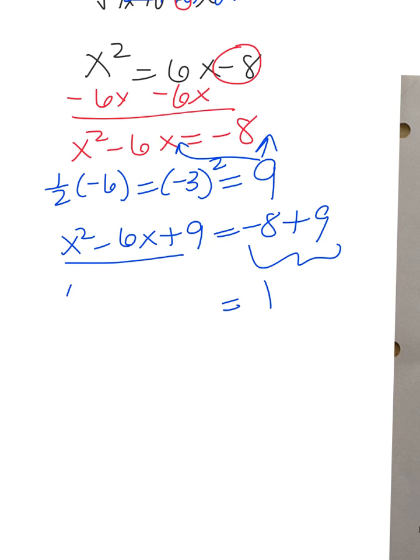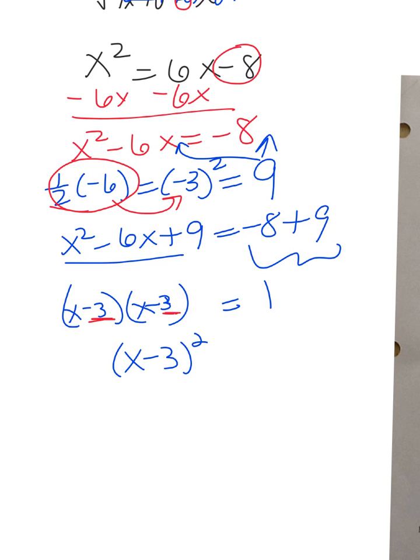And then I factor this side. Now remember, I showed you a quick way to do this: inside your parentheses, this number here is always the number you got when you did half of b. So when I did half of b, I got negative 3. So this is minus 3. So I have x minus 3 times x minus 3, which is x minus 3 squared, because I have 2 of them, equals 1. To get rid of the square, you square root it.